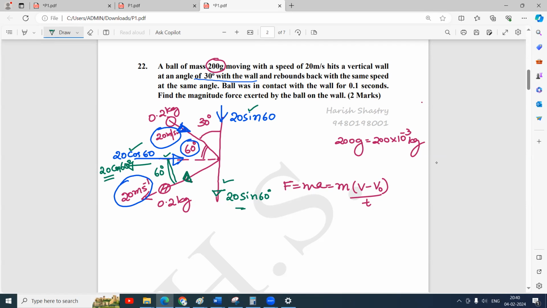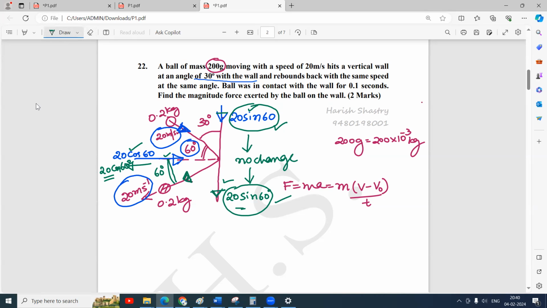Now, if you separately look into the change in velocity in the two directions, that is x and y directions. Along the wall, the direction hasn't changed. Direction remains the same and magnitude also remains the same. So along the wall, there is no change in velocity. And of course, the direction was also downwards in both the cases. Direction is downwards.